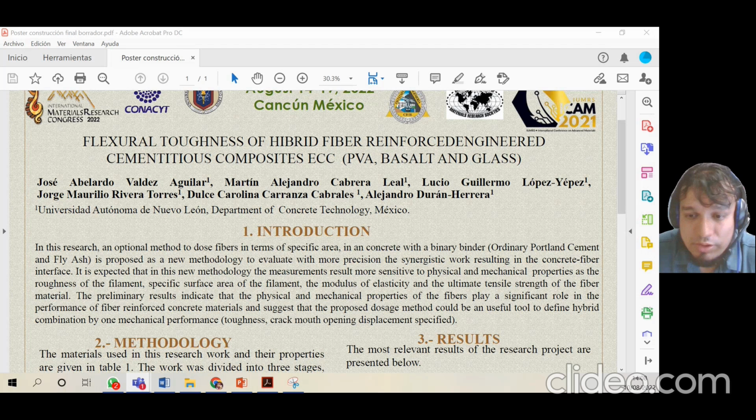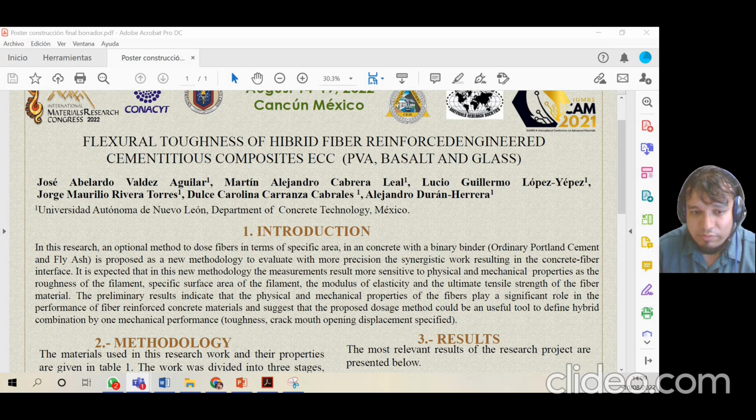Hello, today I'm going to tell you a little bit about my research project, flexural toughness of hybrid fiber reinforced cementitious composites. Fibers commonly are dosed with respect to the concrete volume, that is to say 1%, 2%, but that quantity, or that amount, is with respect to the concrete volume. That ignores the properties of each fiber, like diameter, length, and material.